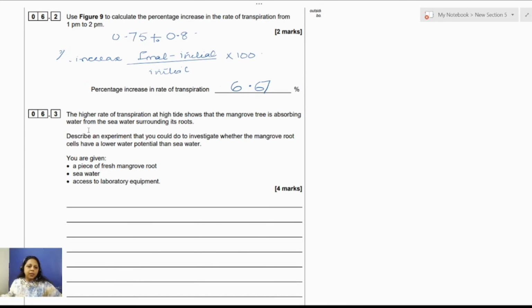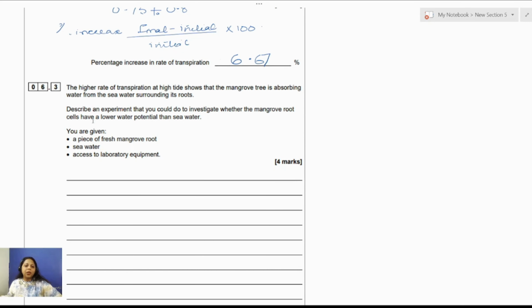Okay. The next question says the higher rate of transpiration at high tide shows that the tree is absorbing water from the seawater surrounding its roots. Describe an experiment that you could do to investigate whether the mangrove root cells have a lower water potential than seawater. And you have three or four more things. Number one, you have a piece of fresh root, you have seawater with the same concentration, obviously, and access to the laboratory equipment. So what equipment are you going to use first of all, and how are you going to use that root?